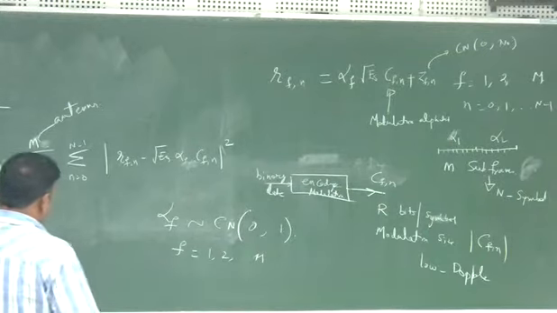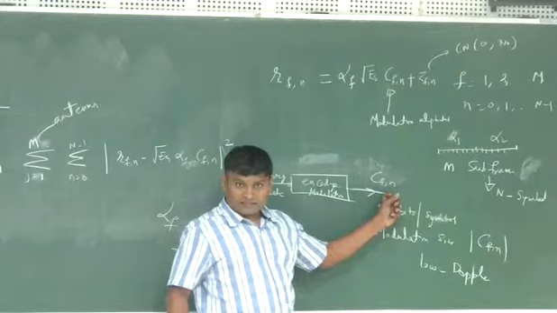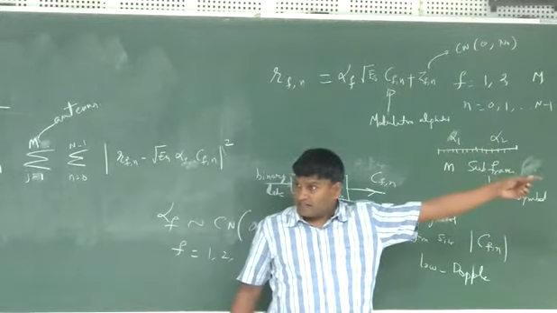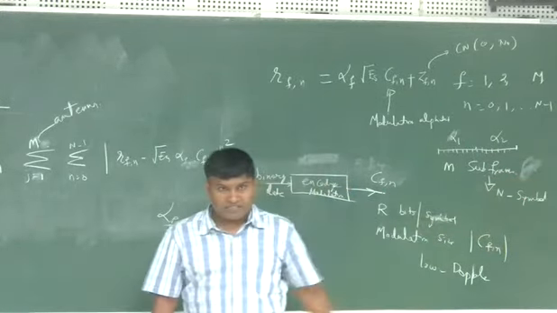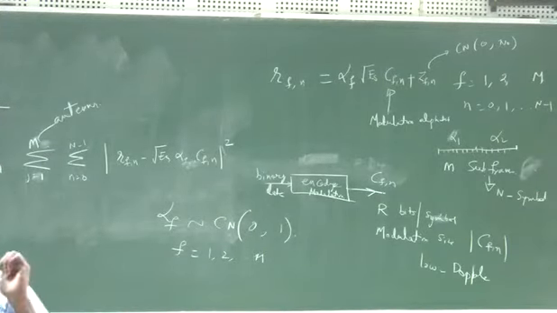In fact, if you want, you could have put an interleaver here and then a de-interleaver at the receiver, but we can ignore it for the time being. We'll discuss the role of the interleaver later. For the time being, we can leave it like this.